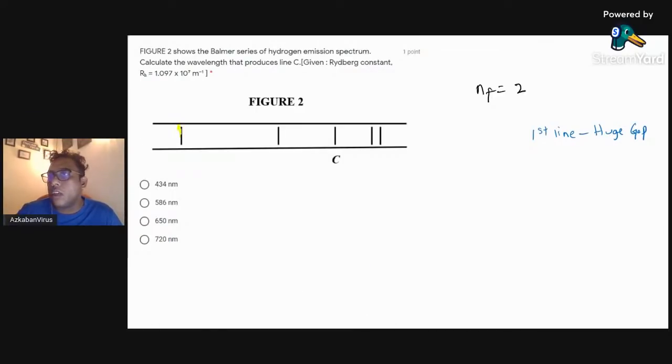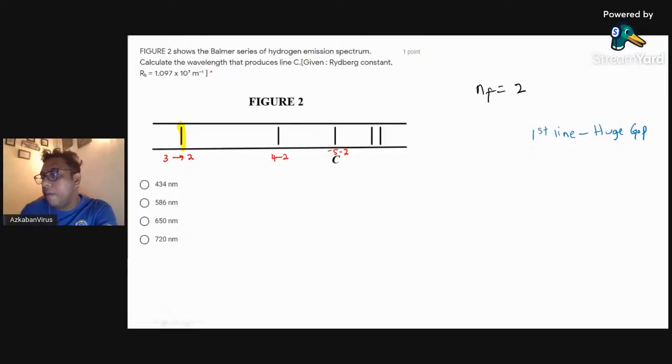This is our line 1. These are all transitions down to the second level. The first line is from which level? From 3 to 2. This one is 4 to 2, and this is 5 to 2. So line C is produced from the transition from n equal to 5 to n equal to 3. Now we will calculate its wavelength.